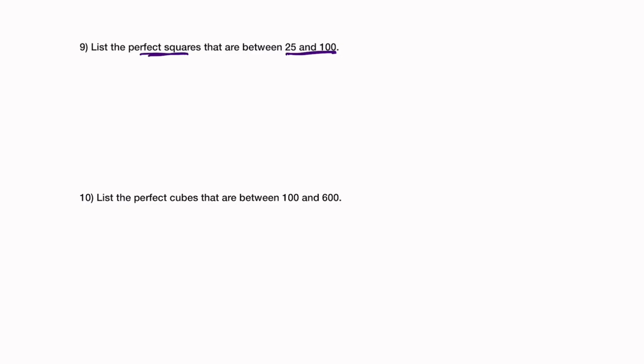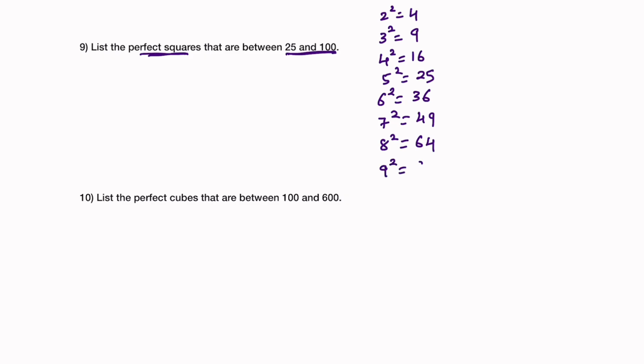Perfect squares, meaning what? When you get the square root, you get a whole number. So let's first list down all the squares from 1 to 10. Then we choose the right ones that we need to write here. So for 1 square, it's 1. 2 square is 4. 3 square is 9. 4 square is 16. 5 square is 25. 6 square is 36. 7 square is 49. 8 square is 64. 9 square is 81. 10 square is 100. This is something that you should know by heart.